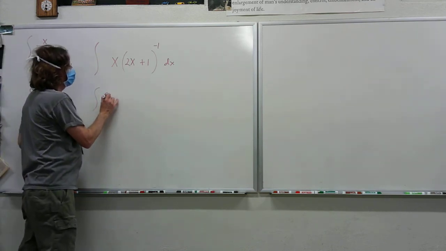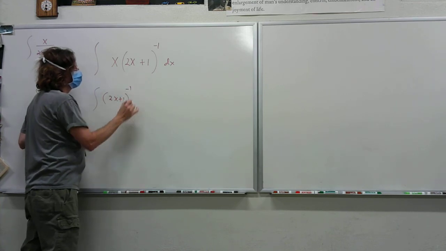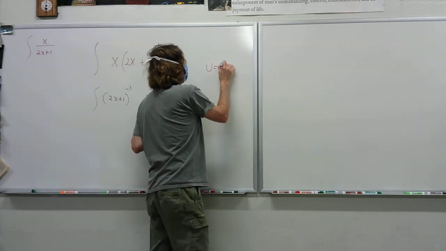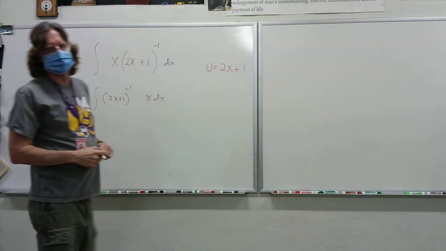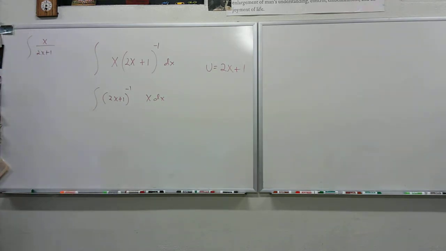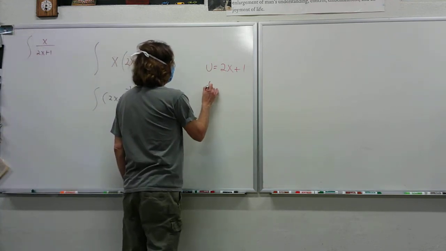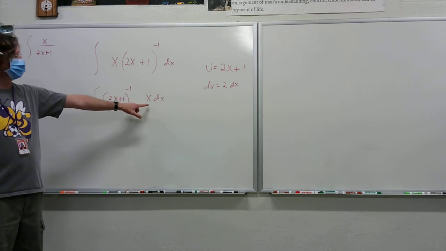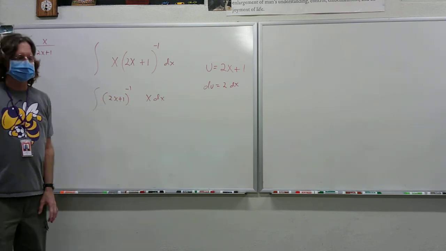Okay, so I'm going to write it out: 2x plus 1 to the negative 1, x dx. I'm going to go here and write down my u. u equals 2x plus 1. Now we'll see what you tell me about it. Oh, yeah, the du is just equal to 2 dx. So you've got to do a complete substitution because you've got too many x's. Okay, turn everything into u.